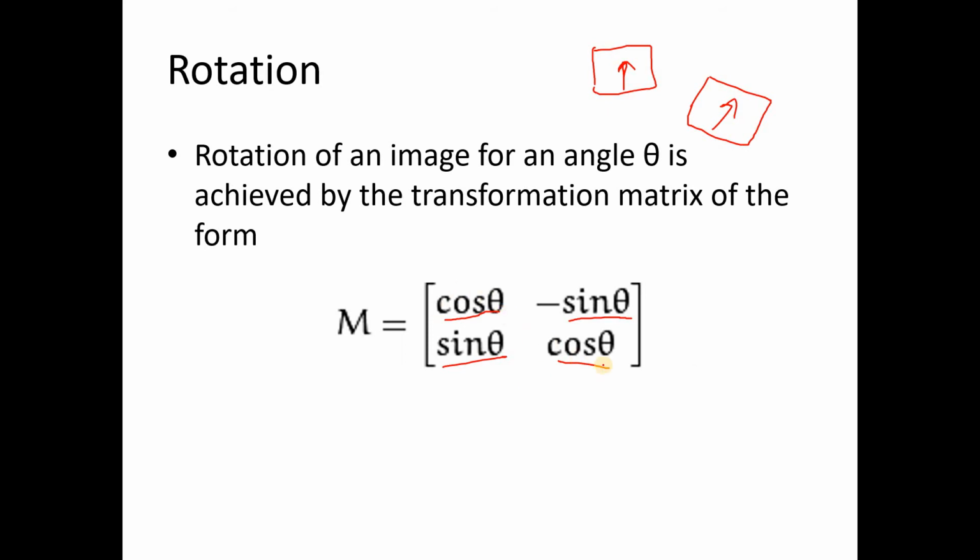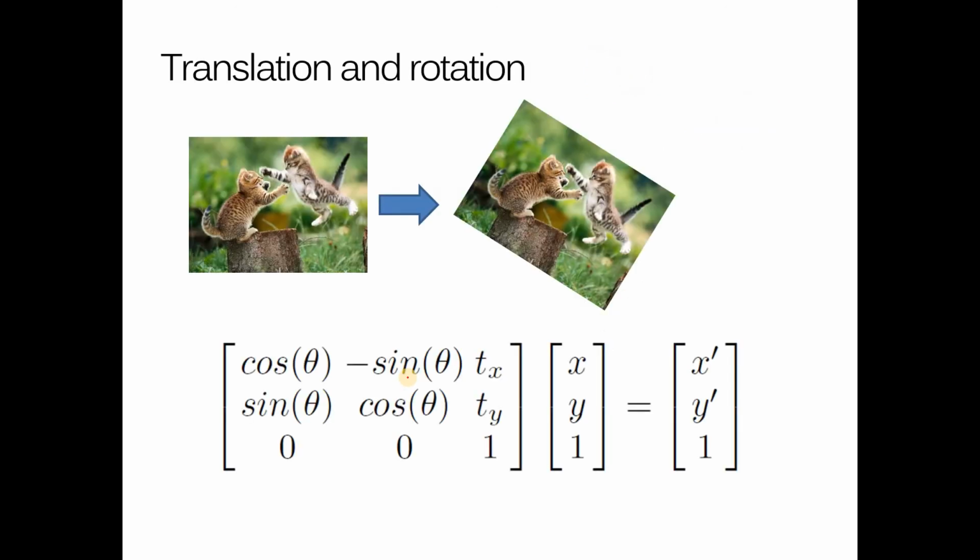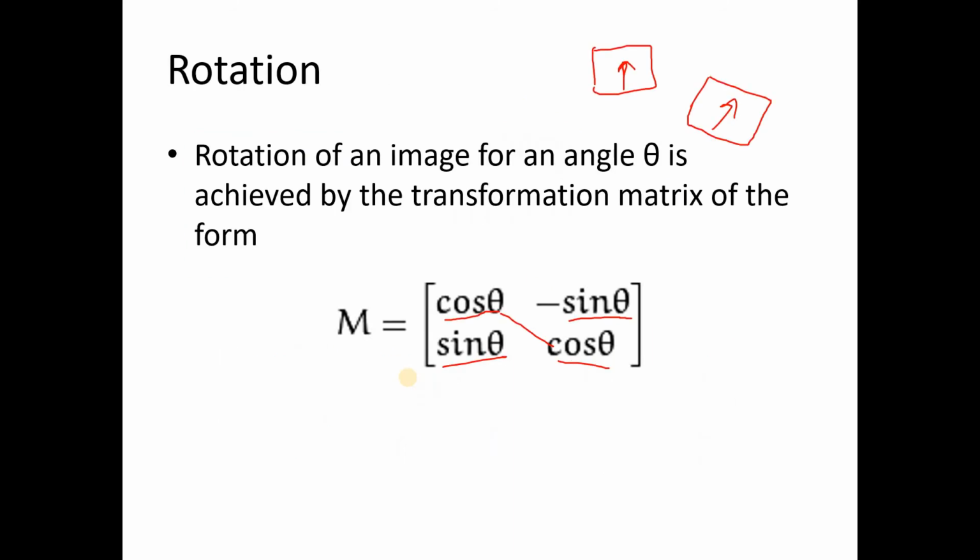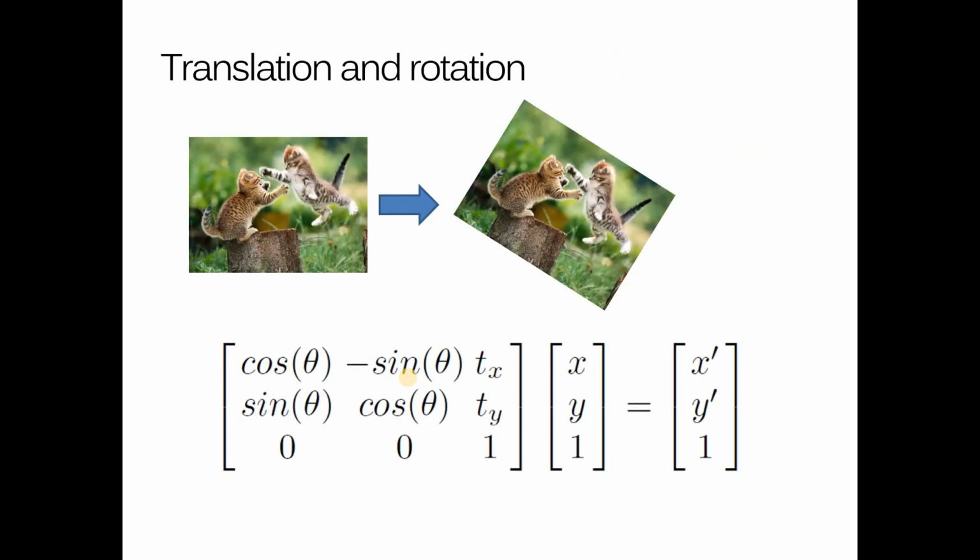Here, on the diagonal, you will use the same value, cos theta, and on the opposite diagonal you will use minus sin theta and sin theta. So this will define your transformation matrix. Here it is shown, though this was not complete, only partial. Let me show you how it works.